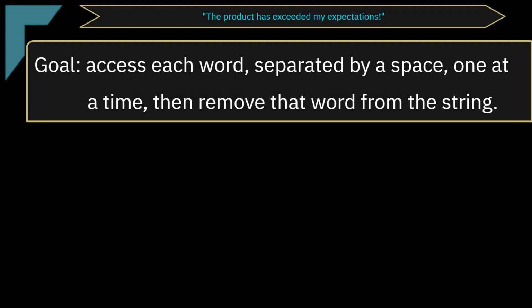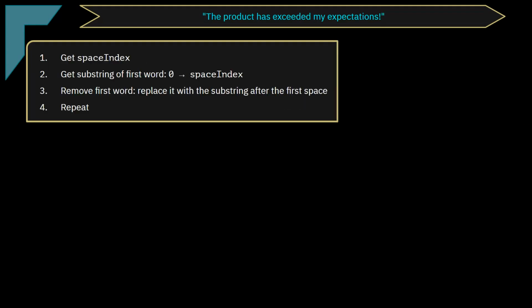Oh, that should be capital S, oh well. So our steps are to first get the space index after the first word. Then get the substring of the first word, which is the beginning up until that space index. Then we're going to remove that first word by replacing the whole string with the substring after the first space. And we'll repeat that as long as there are spaces.